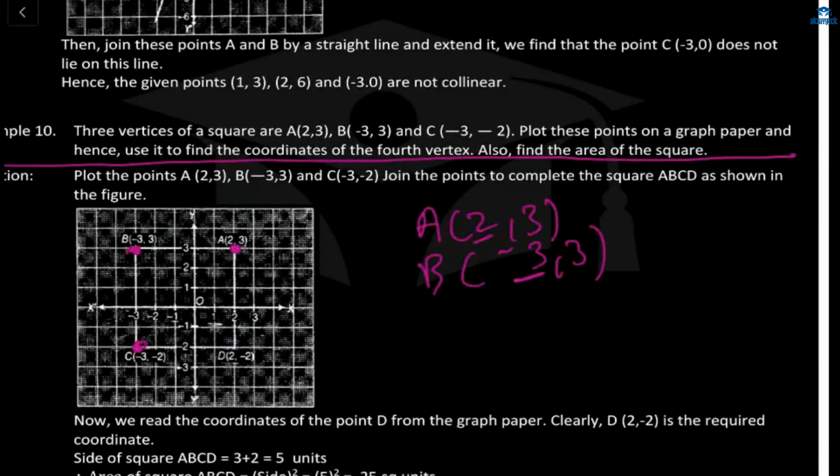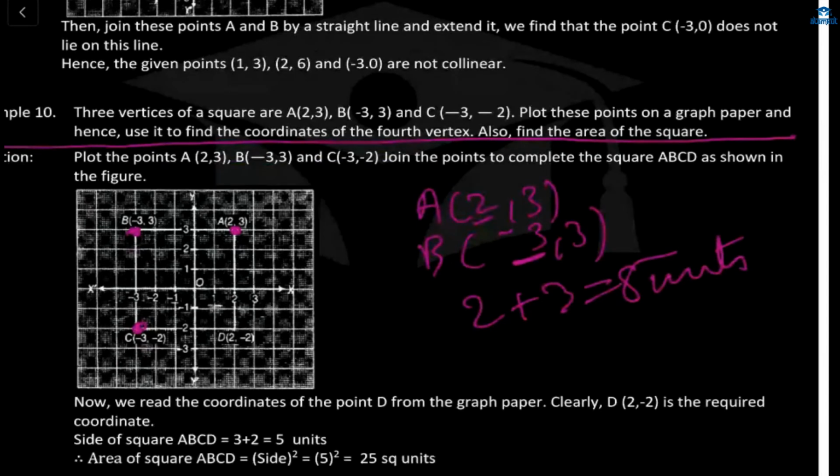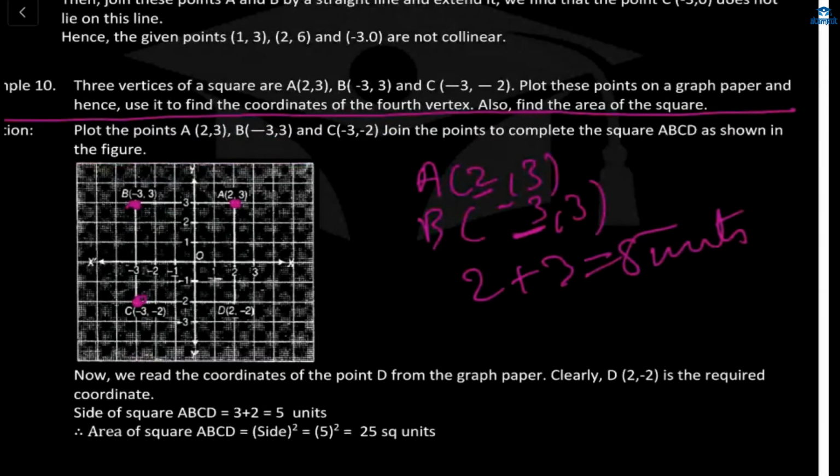So if you choose this, we are going to add the values: 2 + 3, so it will be 5. So yes, the side will be 5 units. Now, accordingly, you can choose the point here. Razi said that you are going to move perpendicular, parallel to B and C. You can do this. You can extend the point A and extend the point C.